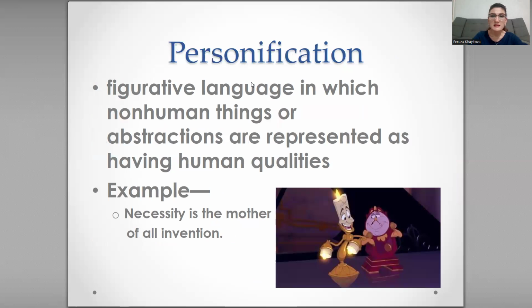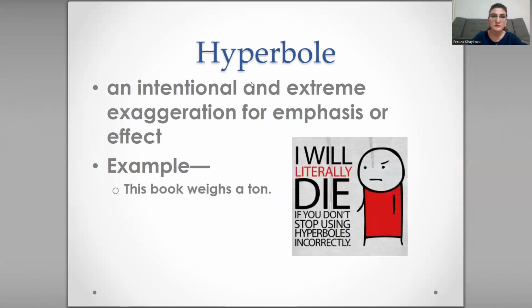The next device is personification, figurative meaning in which non-human things or abstractions are represented as having human qualities. For example, necessity is the mother of invention. The next device is hyperbole, an intentional and extreme exaggeration for emphasis or effect. For example, this book weighs a ton.